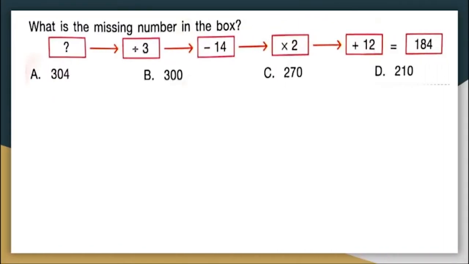What is the missing number in the box? You have to find what will come in the place of the box. There is a sequence of operations happening. There is a number. You are dividing the number by 3. From the answer that you get, you are subtracting 14. Then from that answer, you are multiplying by 2. Then from that answer, you add 12. And the final answer that you get should be 184.